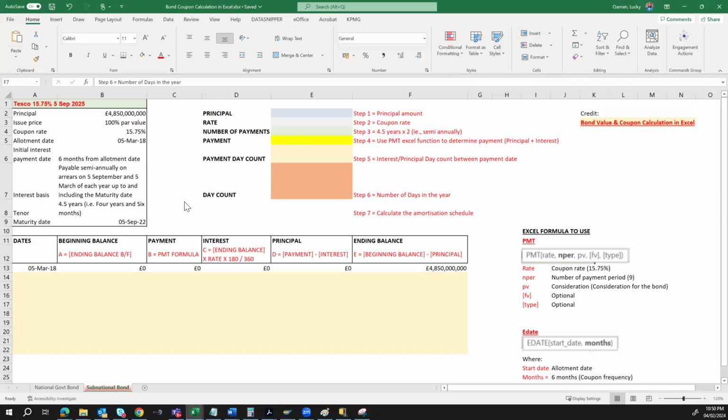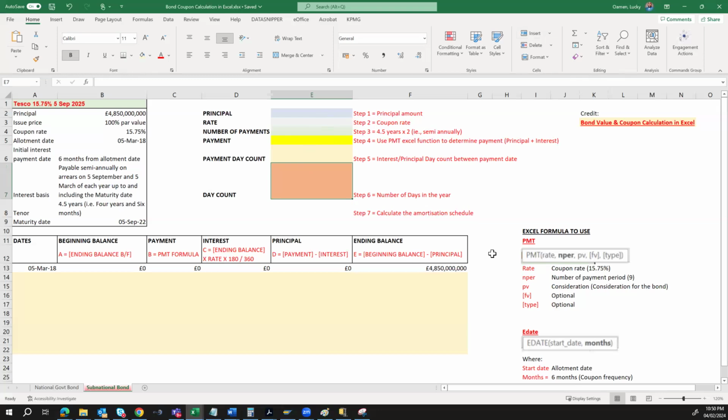To enable us to calculate the bond amortization schedule, we're going to complete these colored cells: what principal to use, what interest rate to use, the number of payments to use, the payment itself, which comprises both the principal amount and the interest to be used in the amortization schedule, then the day count between the payment dates, and the actual day count in the year. So we'll be completing these details in the course of this video.